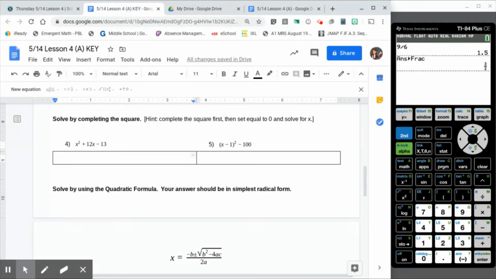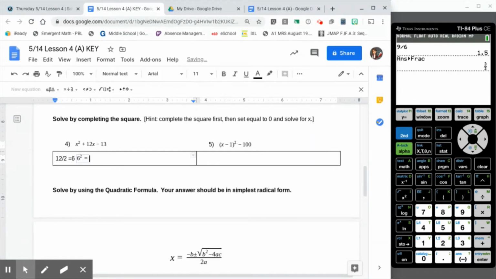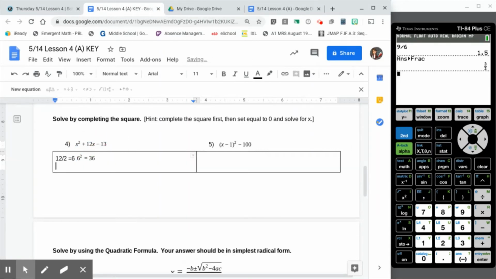If you remember, when we complete the square, we first need to take our b value. Our b value here is 12. We have to take half of that, and that gives us 6. And then we have to square that. So then we have to do 6 squared, which gives us 36. Now, I'm going to copy and paste. We have to add that 36 between the B and the C values.